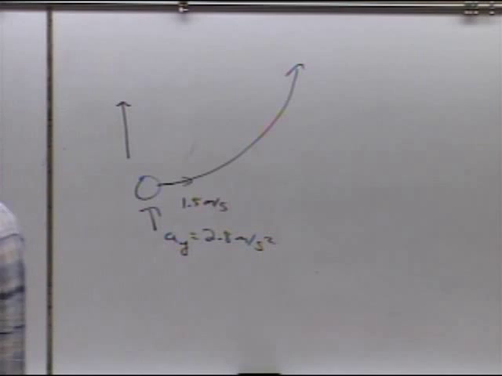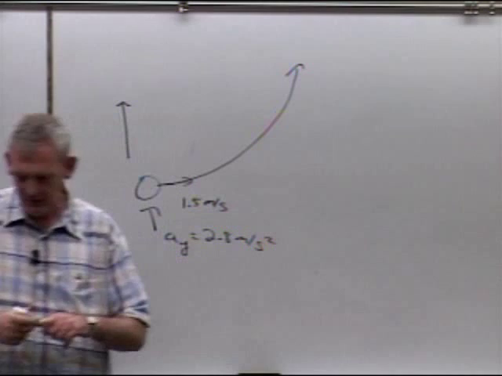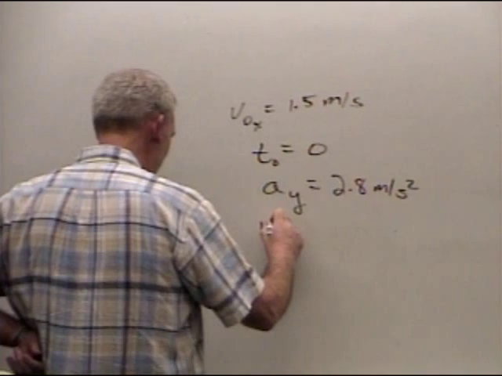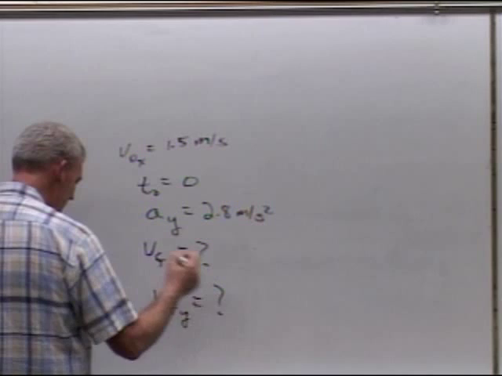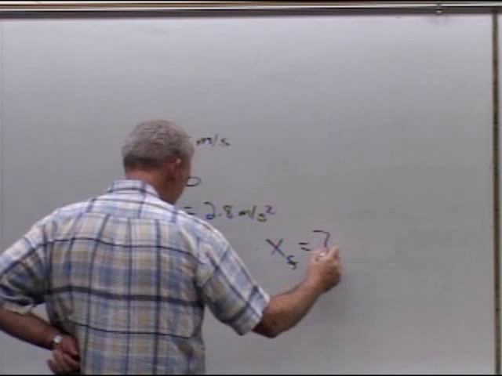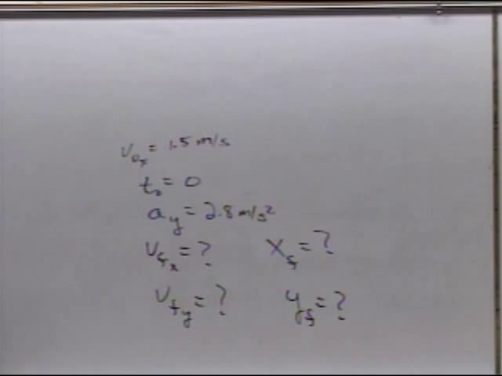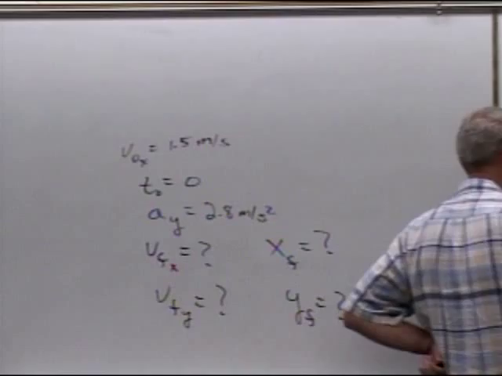Okay. So what we do is we break this down into its components. Now, what we want to do is find the final velocity in x, the final velocity in the y direction, the position in x, and the final position in the y direction. Then we'll find the overall position, the displacement it has gone from here to here.